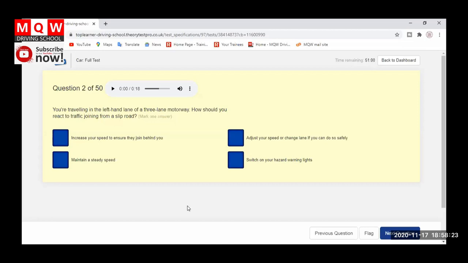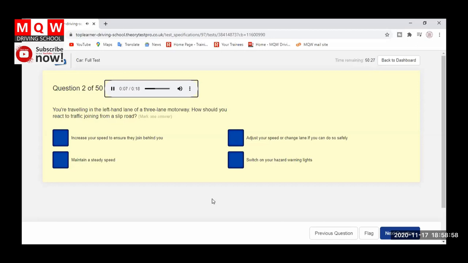You are traveling in the left-hand lane of a three-lane motorway. So now, by motorway, you should know which topic this is. Motorway rules. How should you react to traffic joining from the slip road? Did I say the slip road is more vulnerable? People join suddenly. After you read it once, it's better you listen. You're traveling in the left-hand lane of a three-lane motorway. How should you react to traffic joining from a slip road?